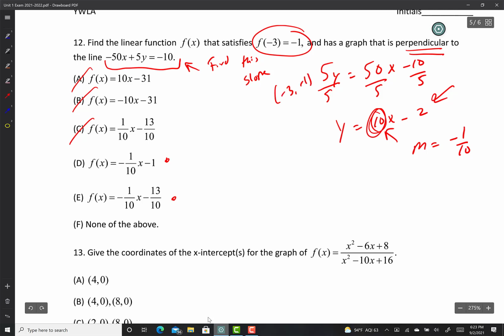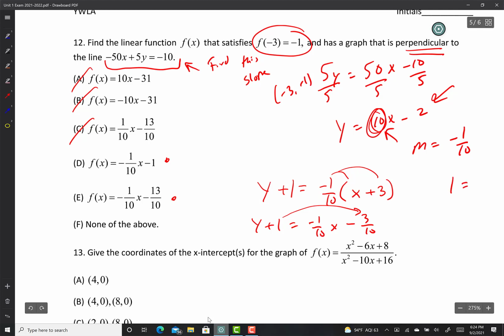So here we go. I'm using my point-slope formula: y minus a negative 1, so y + 1 = -1/10 (x minus a negative 3), so x + 3. Let's solve, guys. y + 1 = -1/10 x - 3/10. I'm going to subtract 1. Remember, 1 is the same thing as 10 over 10 if I want to use the denominator of 10. So negative 3 minus 10 is negative 13. So my function, f(x), is equal to -1/10 x - 13/10.